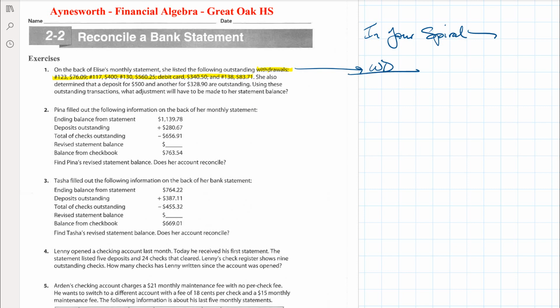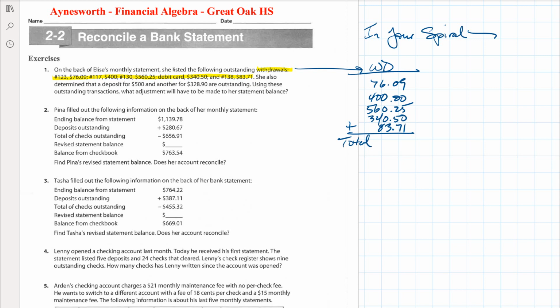All right, so here we go, starting with the first one here. 76.09, we're just going to write them out. The next one was 400. The next one was 560.25. And then the next one was 340.50. And the last one here, check number 138, was 83.71. Now all of these are expenses or withdrawals here. So what we want to do is add them up and figure out what the total withdrawals is. What is the total? I don't know. I'm going to figure that out.